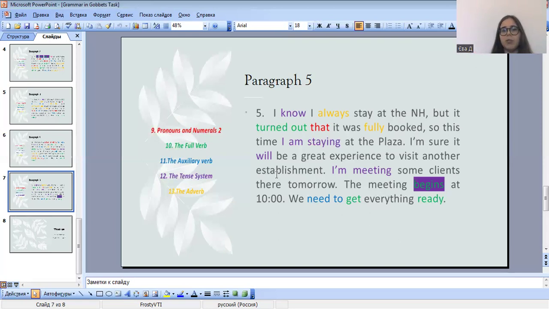And the last one: always and fully, like adverbs. Always is just a frequency adverb, and fully is also just a regular adverb. We can add to full the ending -ly, and we can see here an adverb. Okay.